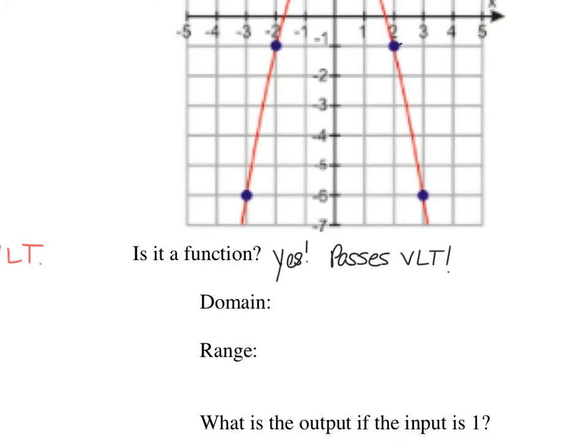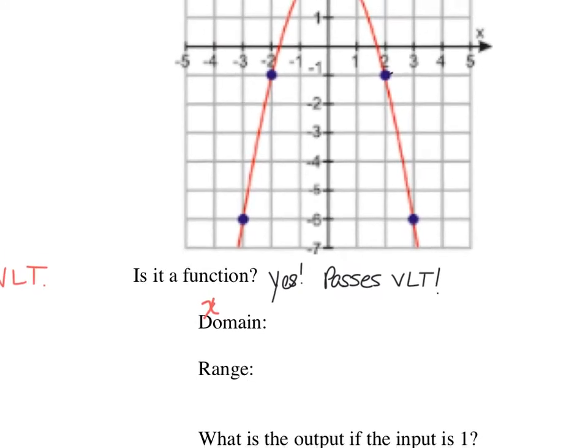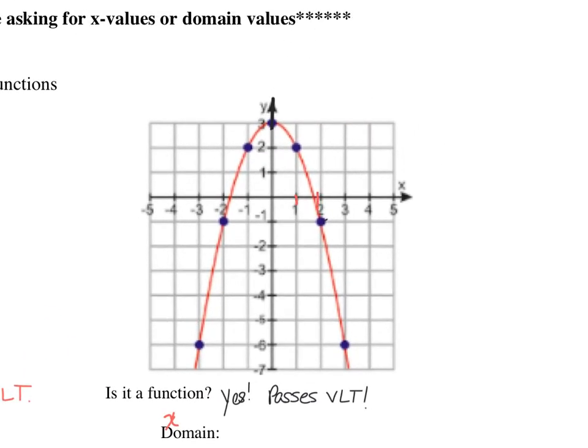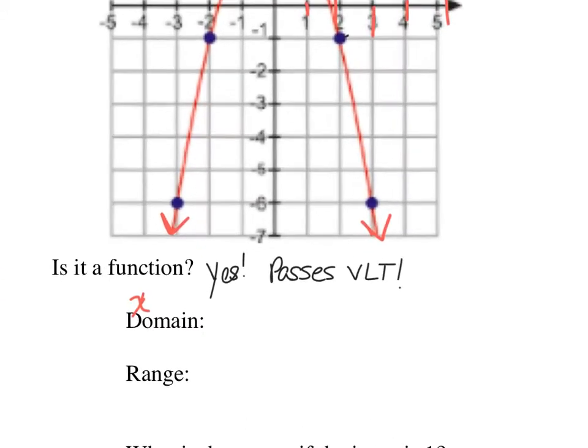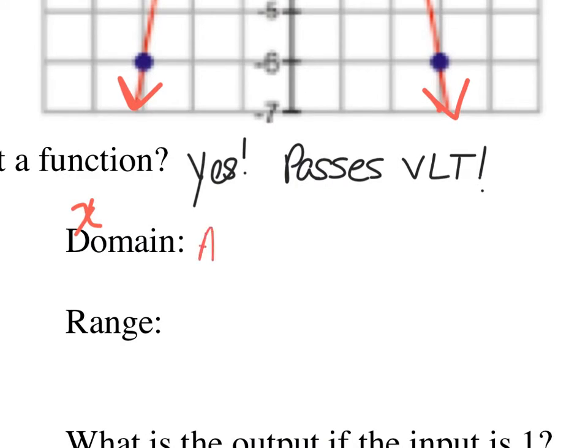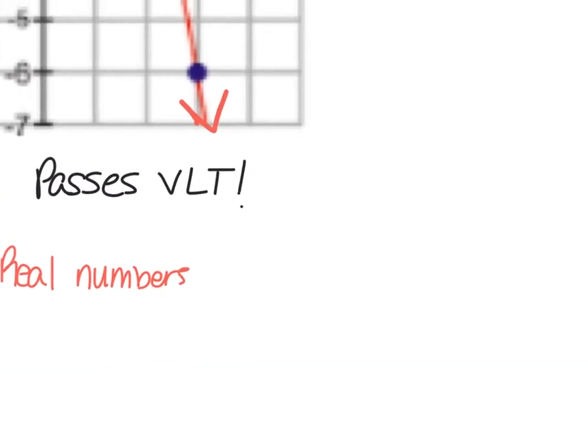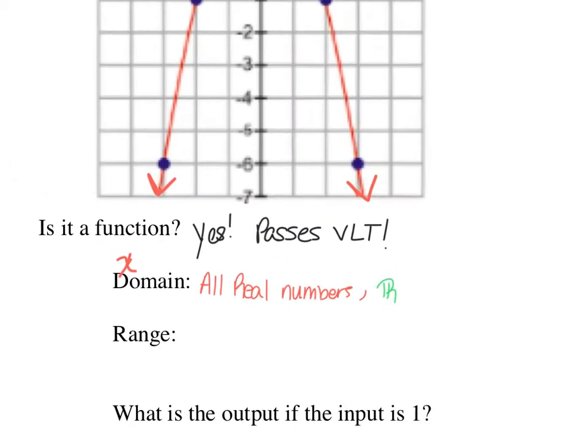For my next question, I want to find the domain. My domain is x values. So if I look, I'm using the number 1, the number 2, the number 3, the number 4, the number 5, and if I look, my graph goes to the edge, so it goes on forever and ever. Whenever I have a graph that goes on forever and ever, I can say that my domain is all real numbers. But you can also use some fancy notation and just do this symbol right here. That just means all real numbers.